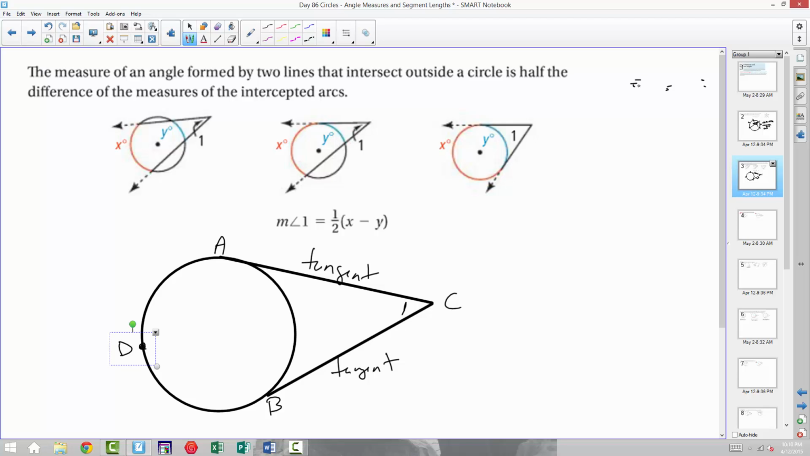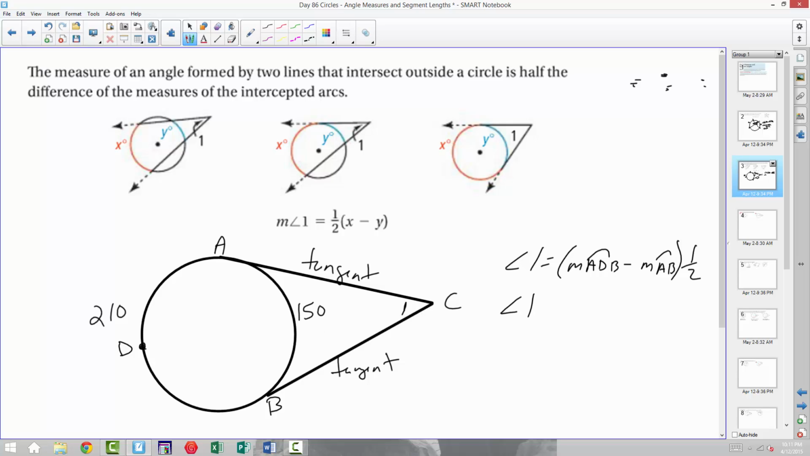So in this case, I know that angle 1 is going to equal the measure of arc ADB, subtract the measure of arc AB, and then times a half. So if ADB is 210, and then AB is 150, I can find angle 1 by doing the difference.